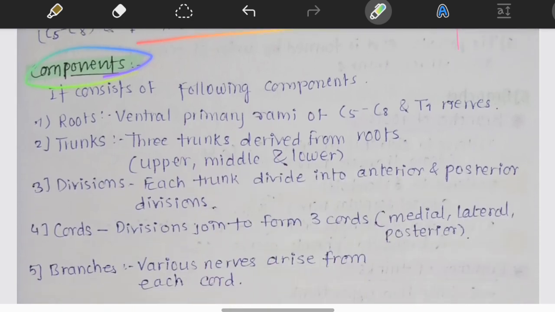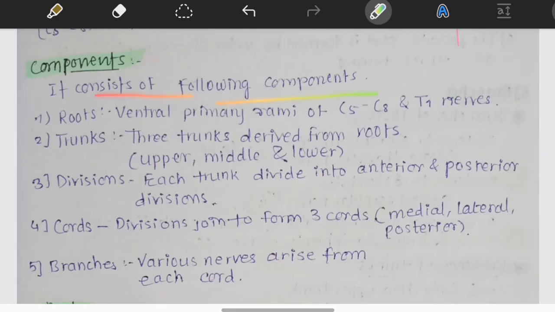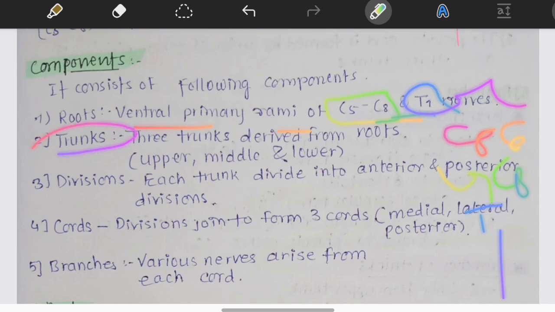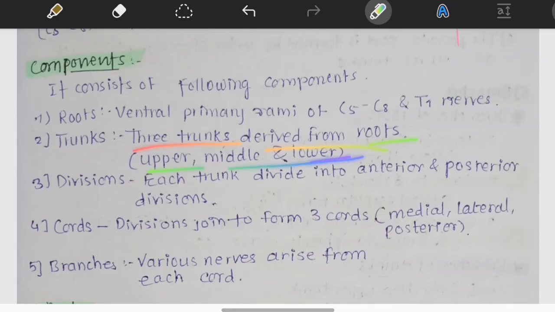Let's see the components of the brachial plexus. It consists of the following components. I have already told you the mnemonic R, T, D, C, T: roots, trunks, divisions, cords and branches. How are these formed? The roots are the ventral primary rami of C5 to C8 and T1 nerves. The trunks: 3 trunks are derived from the roots, upper, middle and lower, by joining these nerves.